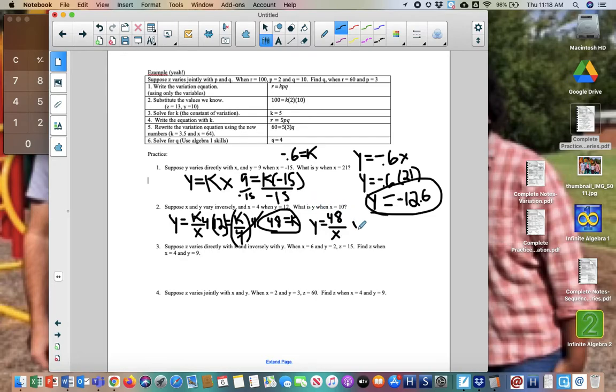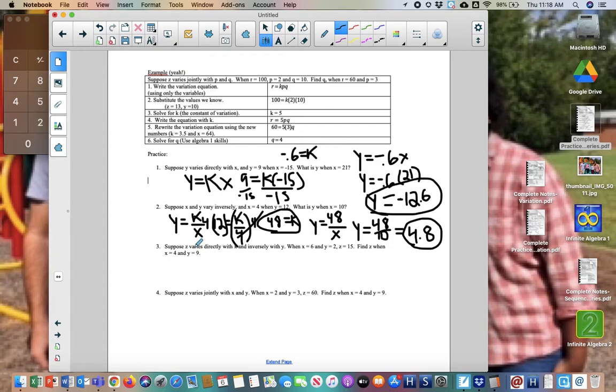So what is y when x is 10? So I get 48 divided by 10. Well, 48 divided by 10 is 4.8. So y would equal 4.8.